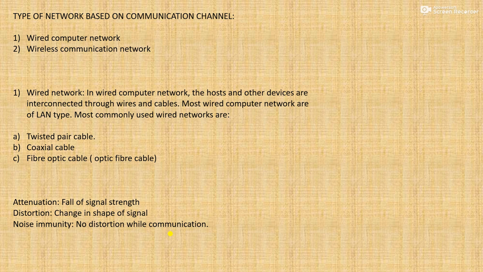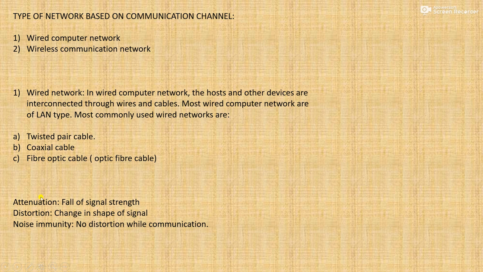Now next we have types of networks based on communication channels. We have discussed wired computer networks and wireless computer networks. In a wired computer network, the host and devices are interconnected through wires and cables. If your devices are connected with the help of wires and cables, it means this is a wired network. In this we have twisted pair cable, coaxial cable, and fiber optic cable. This is the fastest that we have already discussed. Fiber optic cable is the fastest that we have.